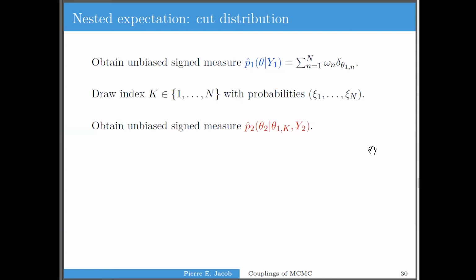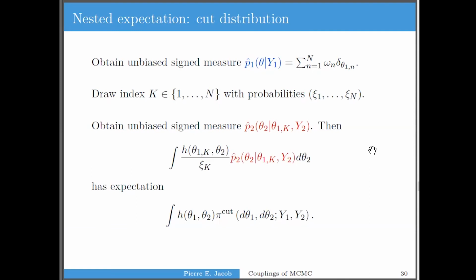You do unbiased MCMC for the first stage, and then you select an index among the atoms according to some probabilities, which again would be something to tune, but you can say 1/n, uniform on all the integers, for example. And then you do unbiased MCMC for the second stage. And by the law of total expectation, this is unbiased for the cut distribution. And you can imagine adding another model, but then you have 3 layers of unbiased MCMC to do.